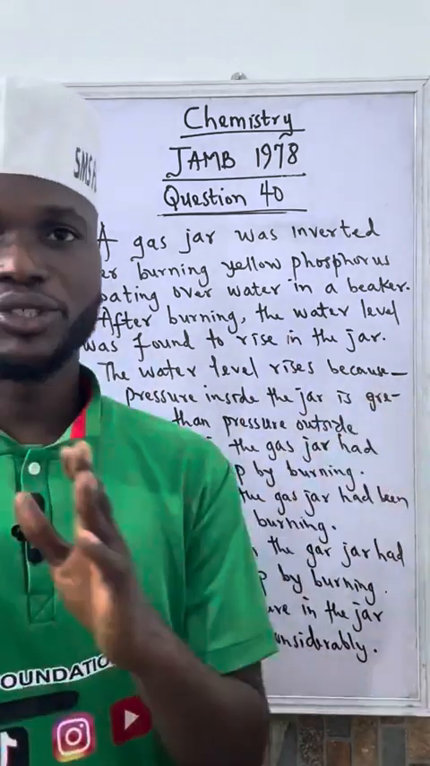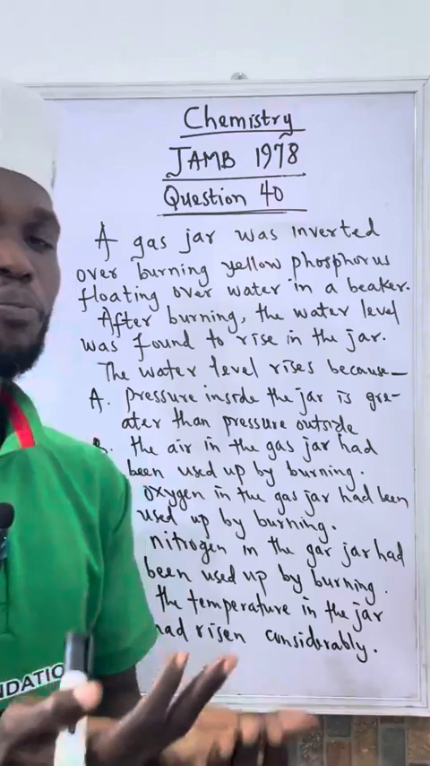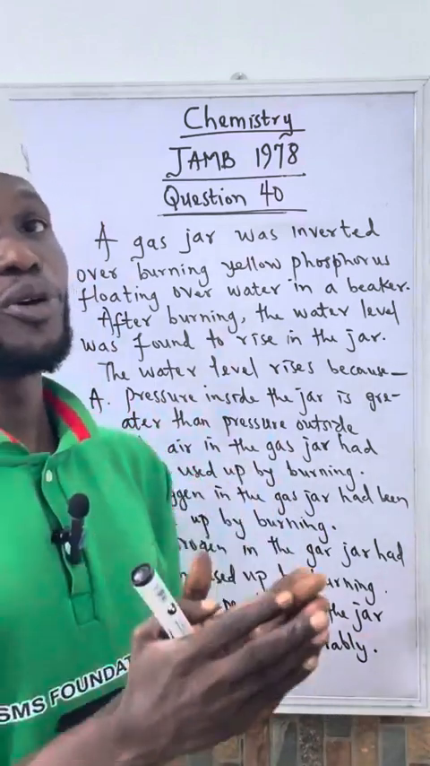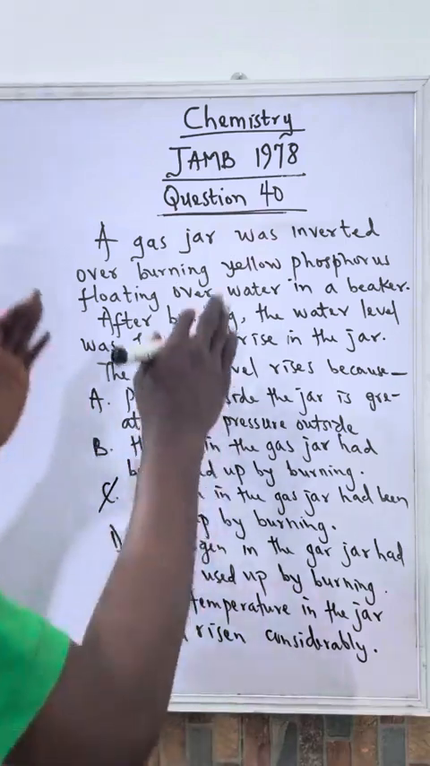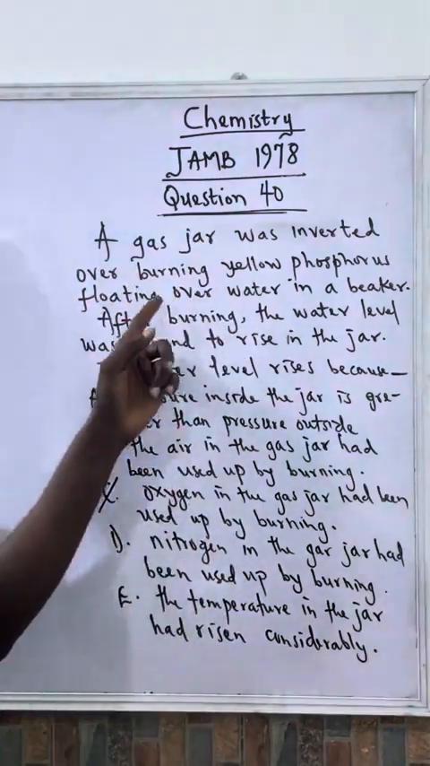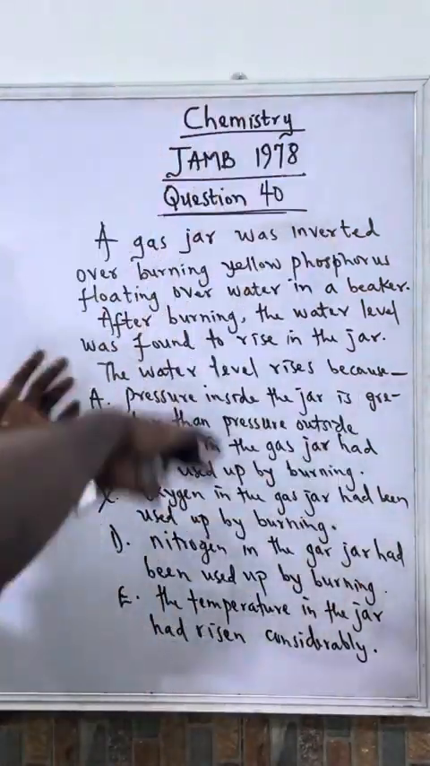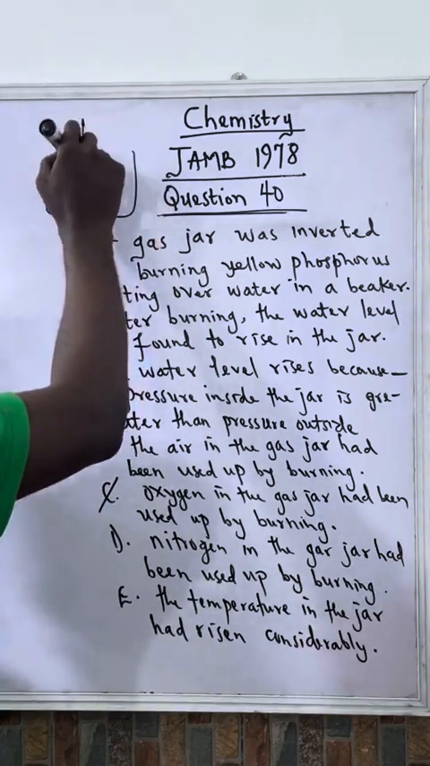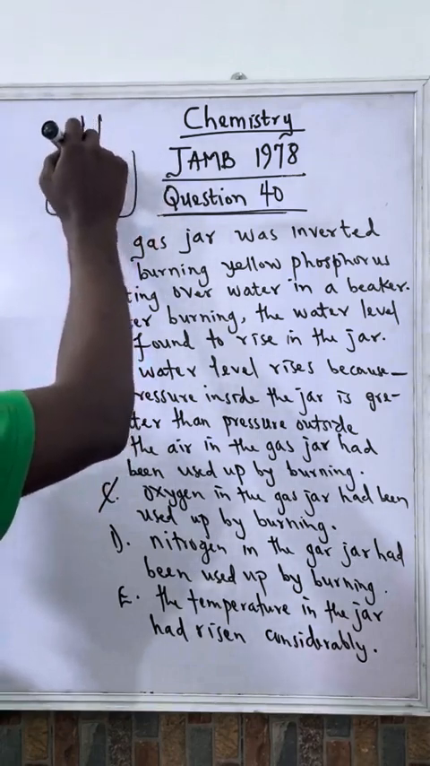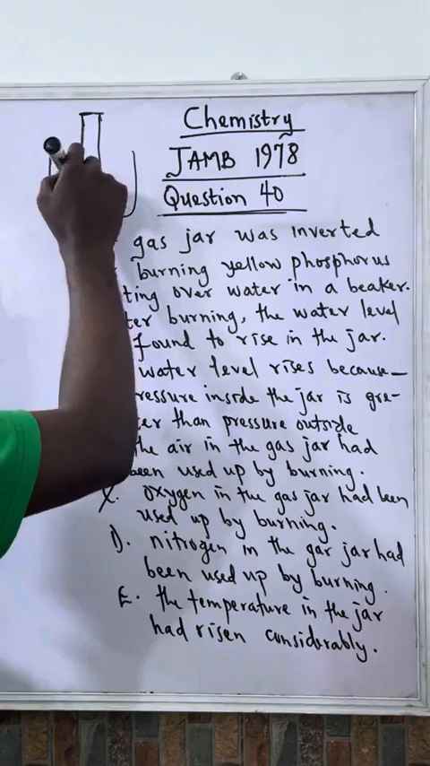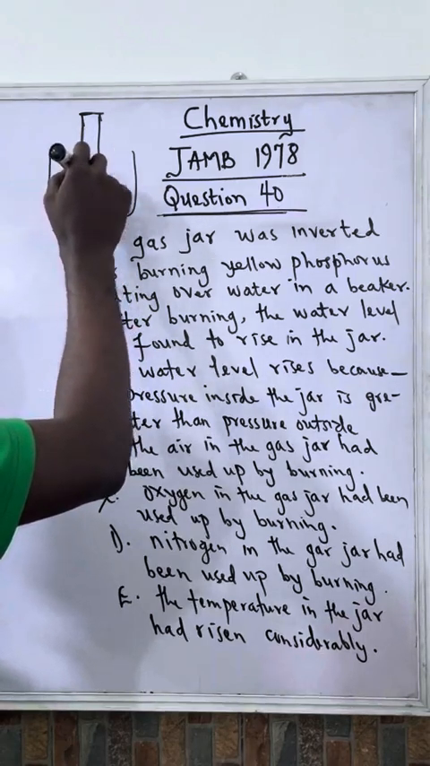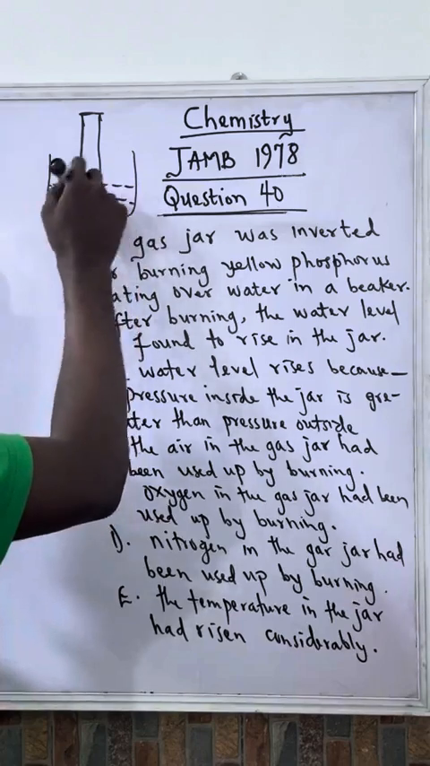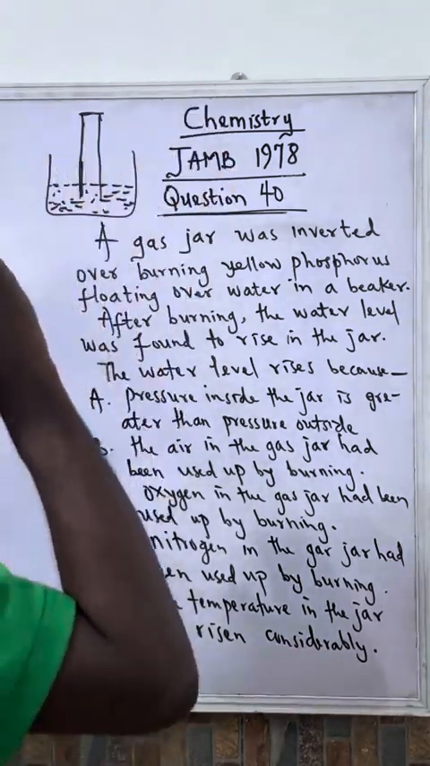So this question is trying to test your understanding of the composition of air, and which of the components supports burning. Now, this setup of a gas jar inverted in a beaker can be drawn like this. Let's draw the beaker and then the gas jar inverted inside it. The beaker is filled with water. This is the level of the water initially, before anything happens.